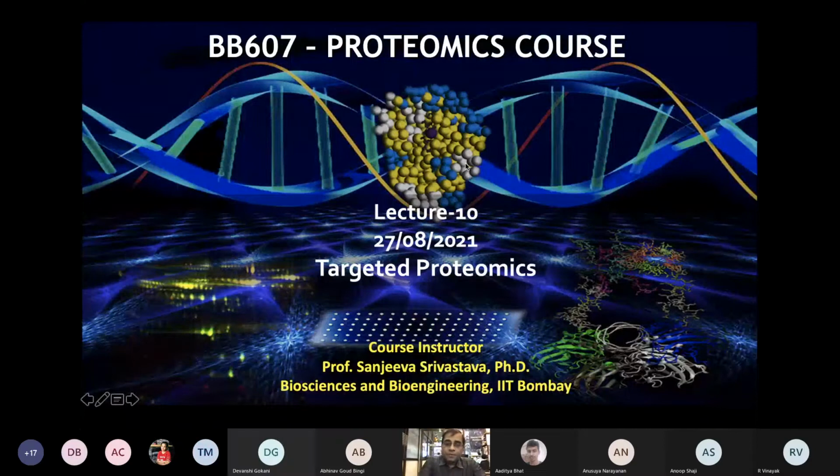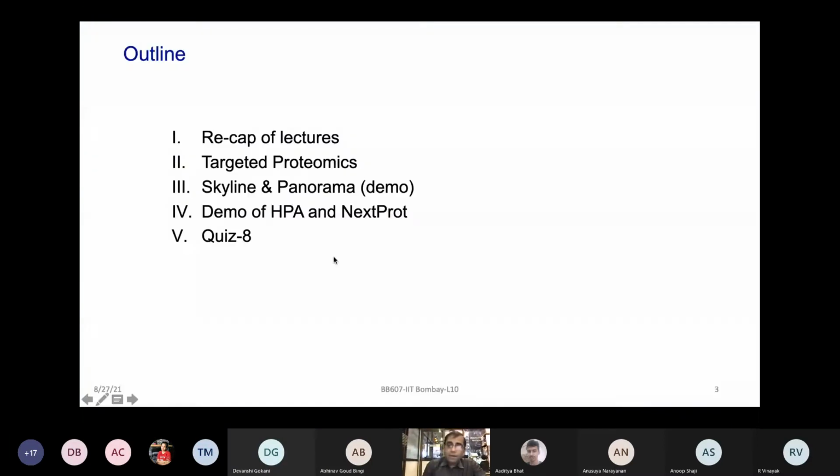So today the focus of the class is going to be on targeted proteomics. The outline is that after giving a recap of the previous lectures, I'll introduce you to this new concept and new field of targeted proteomics. We are going to have a demonstration of a very popular software known as Skyline, which is used for doing targeted proteomics work, and very briefly about Panorama. Also, we will take forward our previous demo session of the Human Protein Atlas and the next plot, and a quiz based on that.